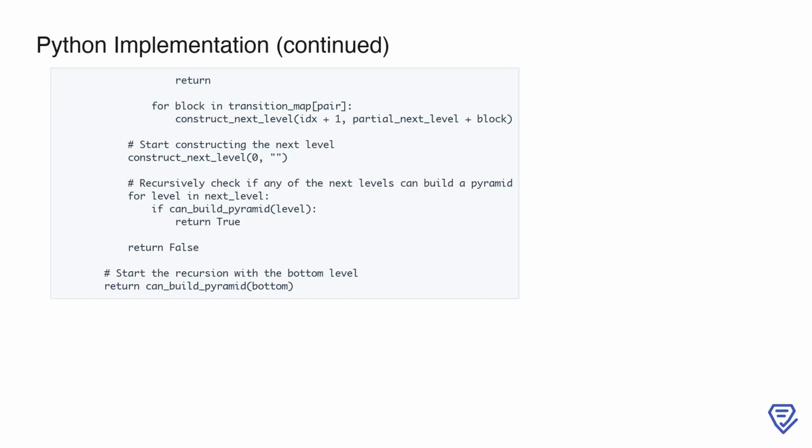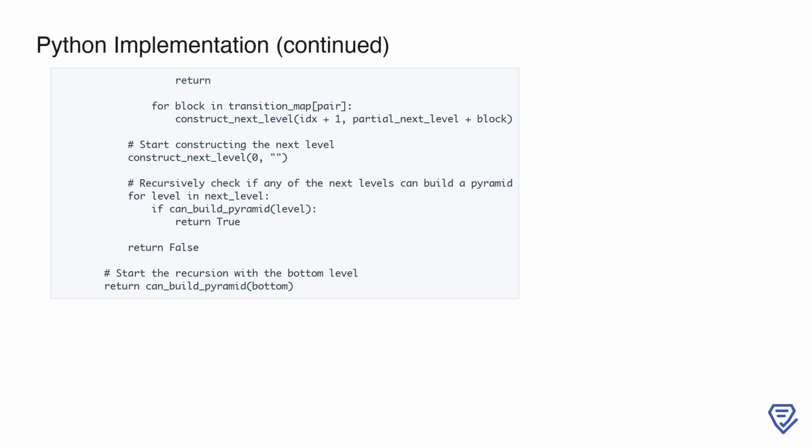If the current pair of blocks doesn't exist in the transition_map, we terminate the construction for this path by simply returning. However, when valid blocks are available, we iterate through them and recursively call the construct_next_level function, appending each valid block to the partial_next_level string. This builds up potential configurations for the next level of the pyramid. Once we've processed all pairs in the current level, the fully constructed next_level list is populated with possible configurations.